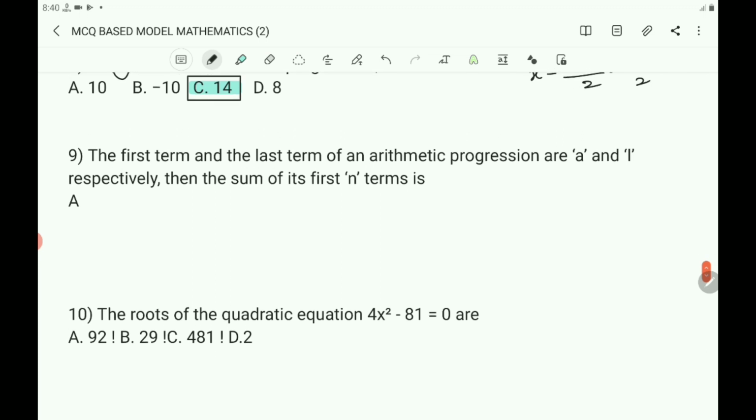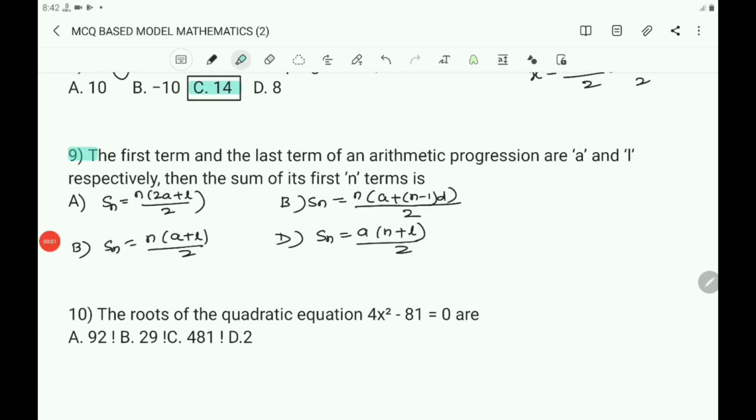Next, ninth question. The first term and the last term of an arithmetic progression are A and L respectively. Then the sum of its first n terms is? Children, you must know this formula to find the sum of n terms of AP when the first term, last term and number of terms are given, and also when the first term A, common difference D and number of terms are given.